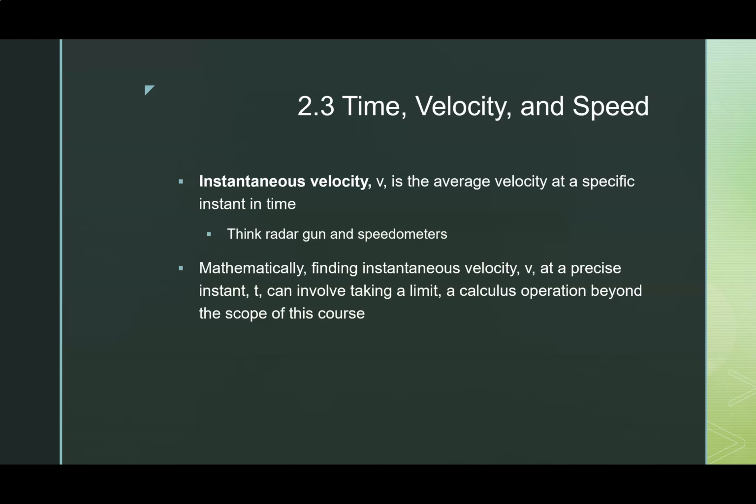Now, the difference between this and a speedometer is that a speedometer, an actual radar gun, cannot tell you direction. It can tell you how fast something is moving, but it cannot tell you which direction it is going. So mathematically, when we're looking for velocity, we're just looking at taking a limit. This is a calculus operation. You don't have to worry too much about this.